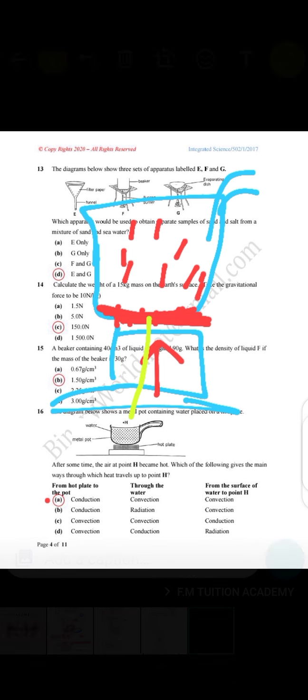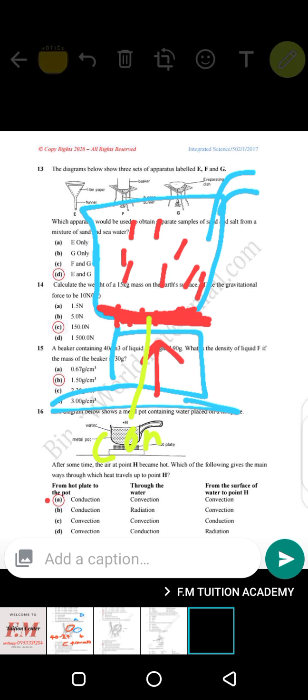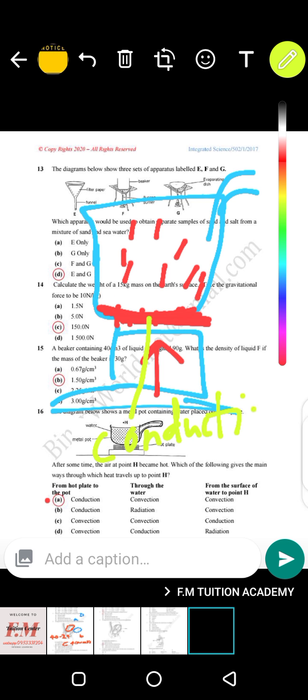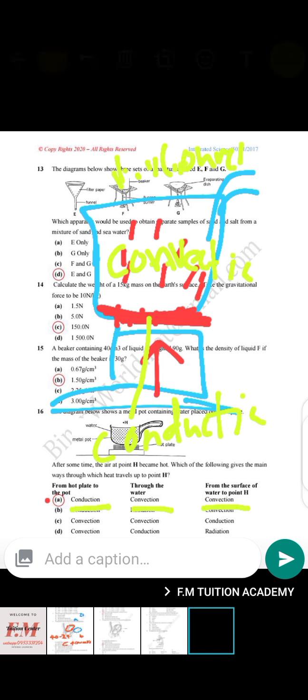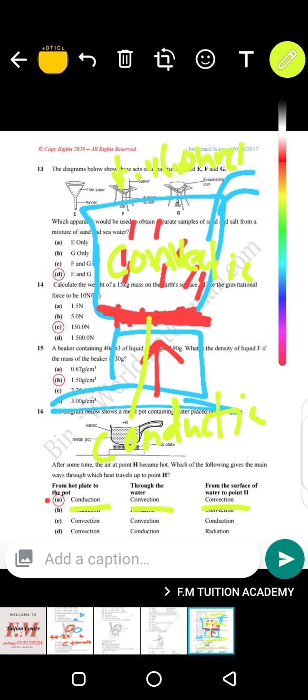So here it's conduction, and inside here it's convection. The heat travels in liquids by convection, and then on top, for it to evaporate and go upwards, it is also convection. So heat travels in liquids and gases by convection. That's why the answer is conduction, convection, and convection. It is A.